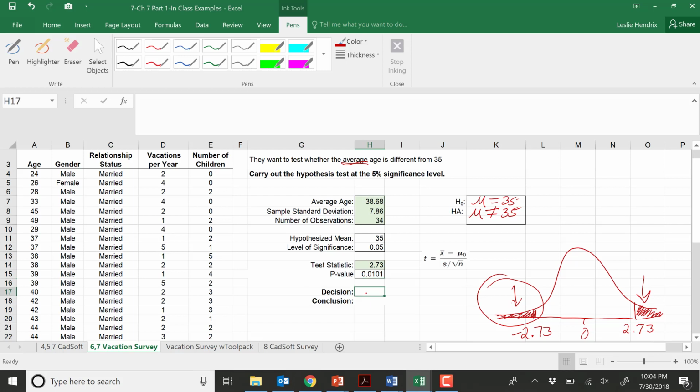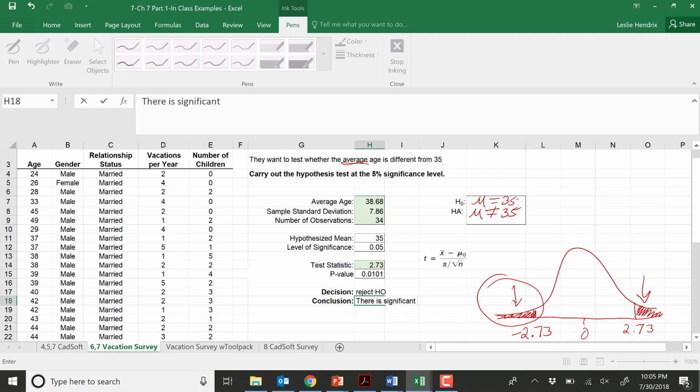So, how do we make our decision? Well, we got to compare the p to the alpha. The p-value is 0.01, which is lower than the level of significance of 0.05. If the p is low, the null must go. So we're going to reject the null hypothesis. And if we reject the null hypothesis, did we or did we not find significant evidence for the alternative? If we reject the null, we do find significant evidence for the alternative.